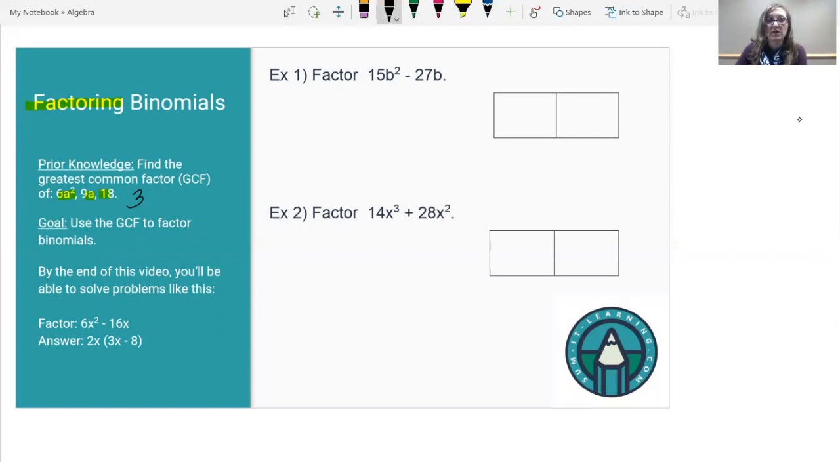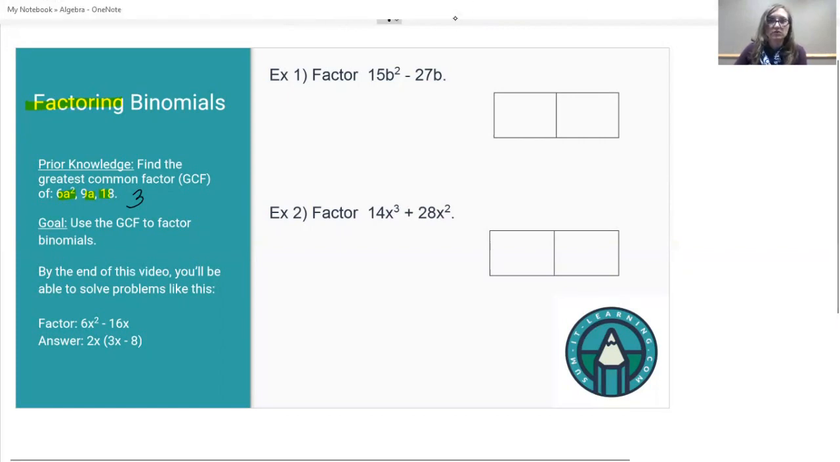So once you know how to find the GCF, you're ready to use the greatest common factor to factor binomials. By the end of the video, you'll be able to solve a problem like this one here. So factoring 6x squared minus 16x.